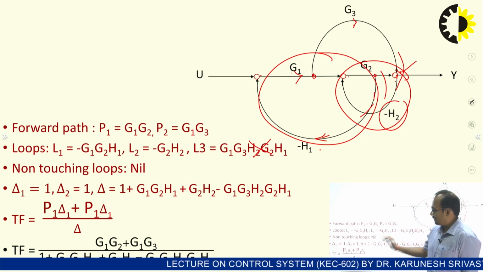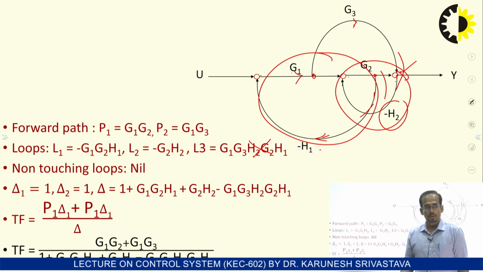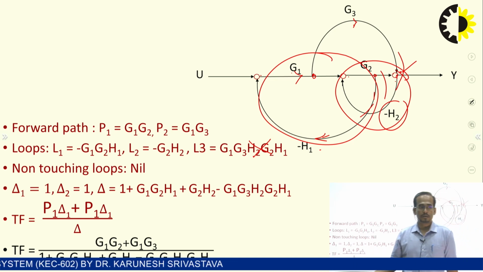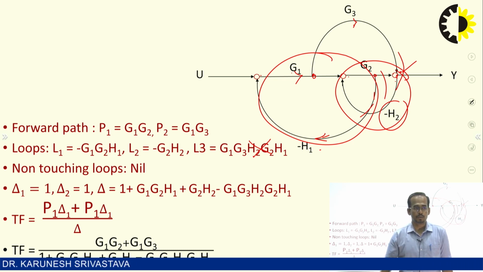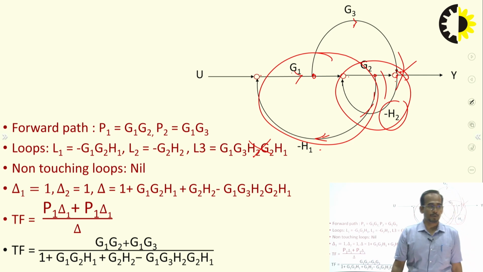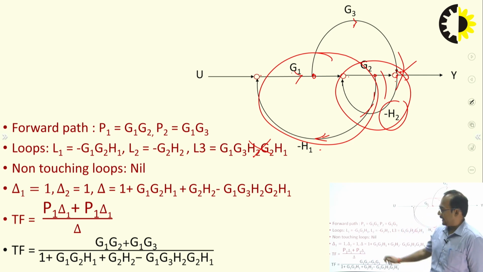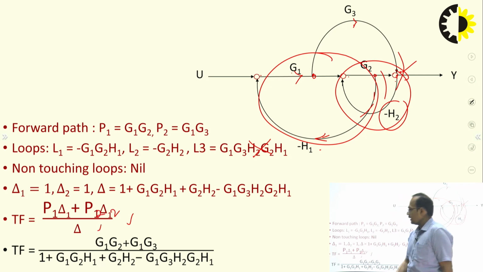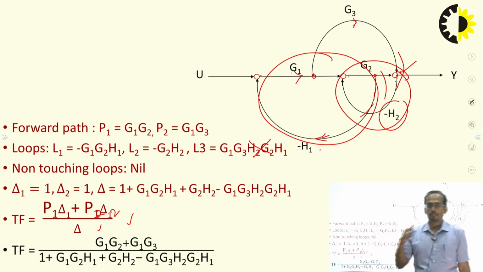Delta is equal to 1 minus the sum of individual loop gains plus the sum of products of two non-touching loop gains. So you can find the value of delta, and by putting it in Mason's gain formula you can find the value of P1 delta 1 plus P2 delta 2, upon delta. This will give the transfer function for the given block diagram.